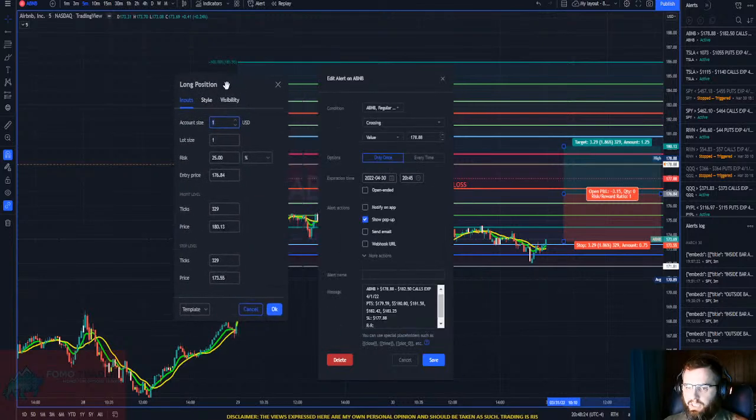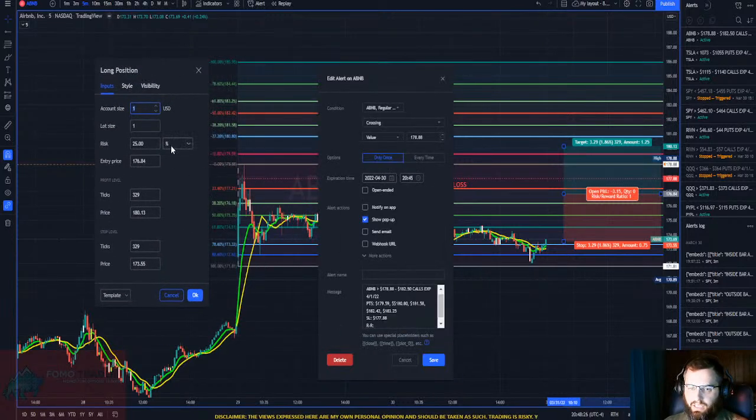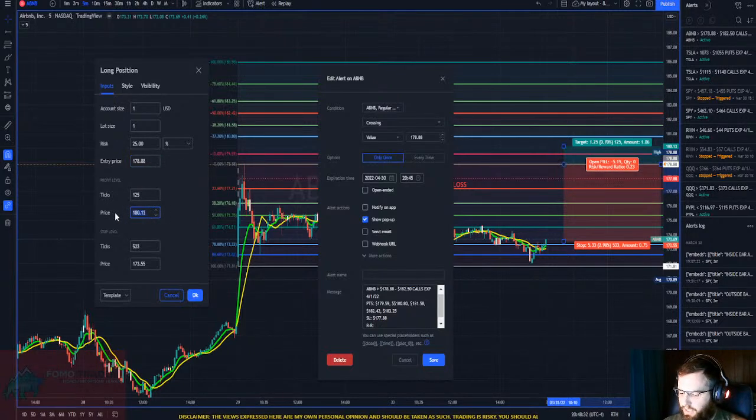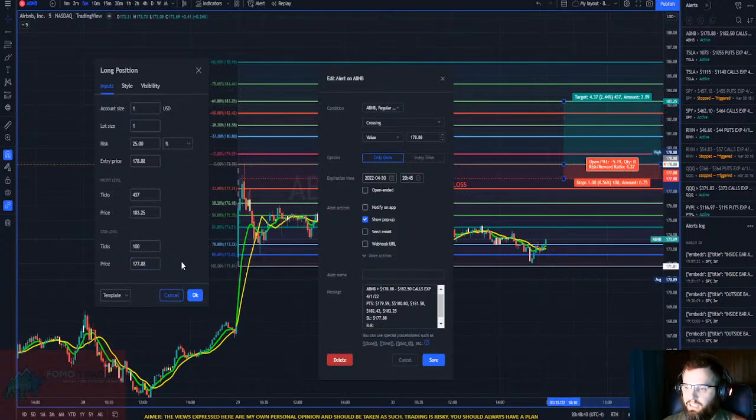So if we enter at 178.88 and we hit our final price target at 183.25, and our stop is at 177.88, our risk to reward on this trade is 4.37. So 4.3 times your money.